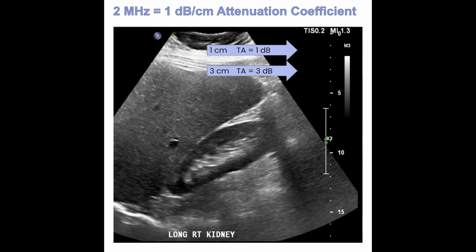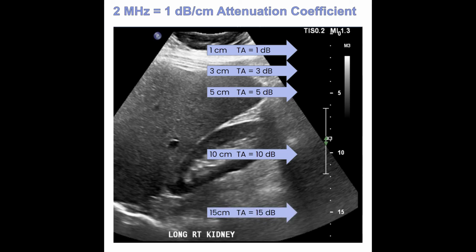At 3 centimeters, we're going to have 3 decibels of attenuation. At 5, we see 5 decibels of attenuation. At 10, there's 10 decibels, because we're taking the attenuation coefficient, multiplying it by the depth in centimeters. When we get down to 15 centimeters, we're at 15 decibels, and at the max imaging depth of 17 centimeters, we have only 17 decibels of attenuation. So we actually have a lot of sound energy that could go past 17 centimeters.